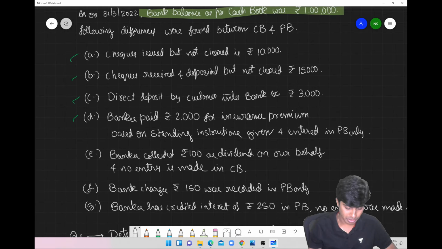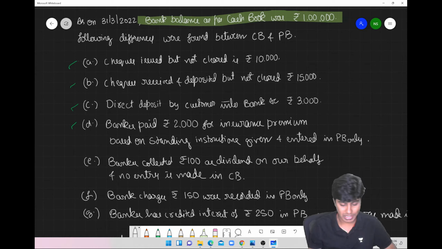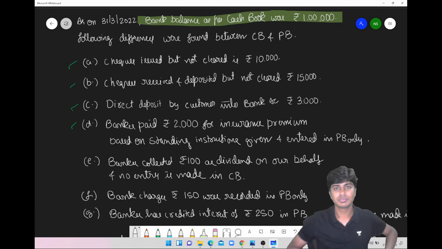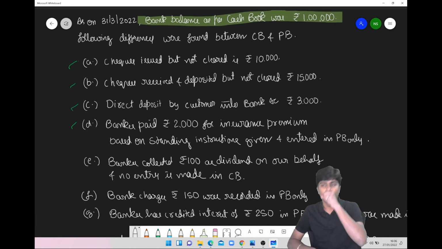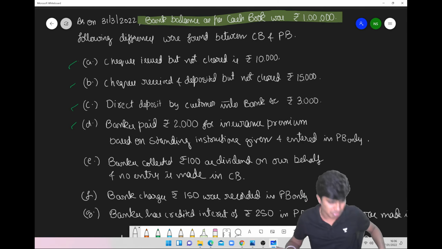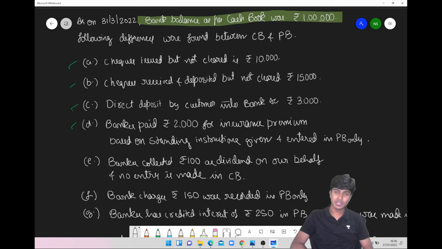What's with item E? Banker collected rupees 100 as dividend on our behalf and no entry is made in the cash book in this regard. So what has happened? We have some investments in some company in the form of shares against which we are eligible to collect dividend, and dividend is to be paid by the company to us, but we have delegated the work to our banker and banker has collected the dividend on our behalf.